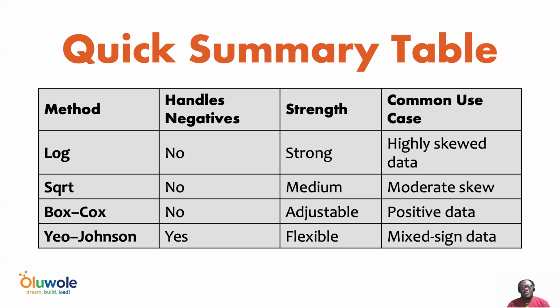Very flexible. It can handle mixed sign data. When I say mixed sign data, we are talking about a mixture of positive and negative values. You can see Box-Cox is just positive. The square root or cube root is for moderate skew. Then log is for highly skewed data, which is skewed to the positive. So this is a quick summary table for that.